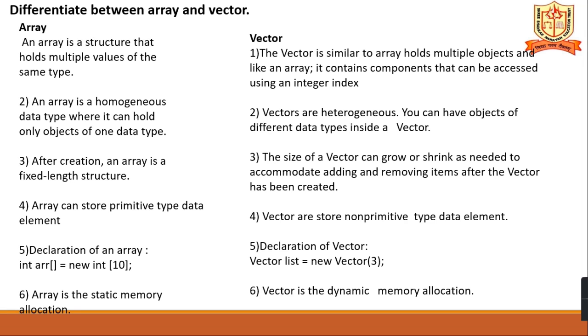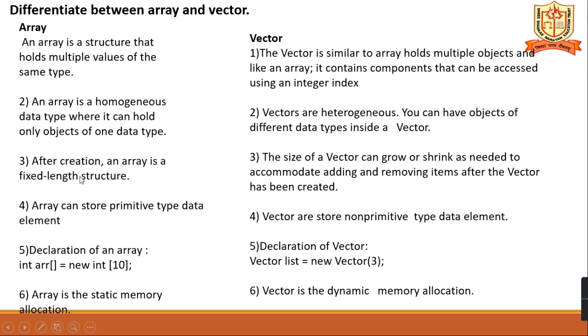There will be an integer object, and a string object. In the previous example, you gave the number 1, so that is the integer object. And then you typed Java and so on, and all these are the string objects. So here there are different objects. A vector is a collection of different objects. And an array is a homogeneous data type where it can hold only objects of one type. A vector is heterogeneous. You can have objects of different data types.